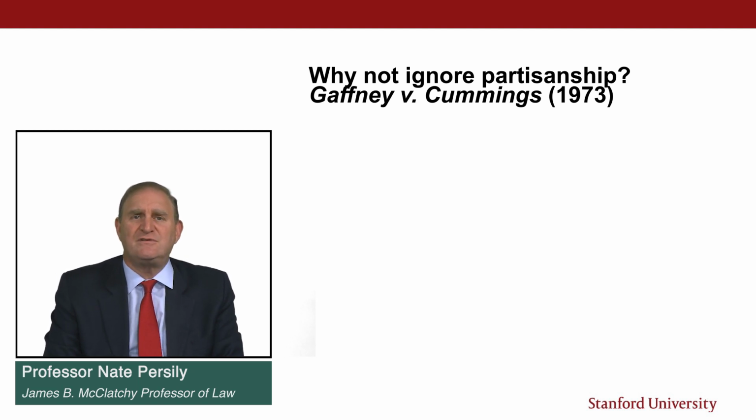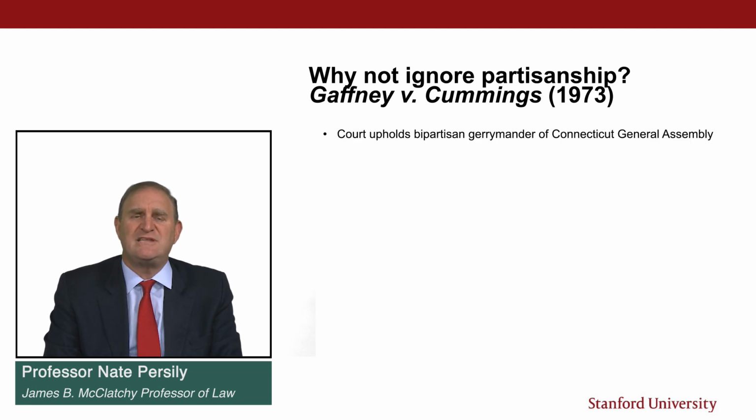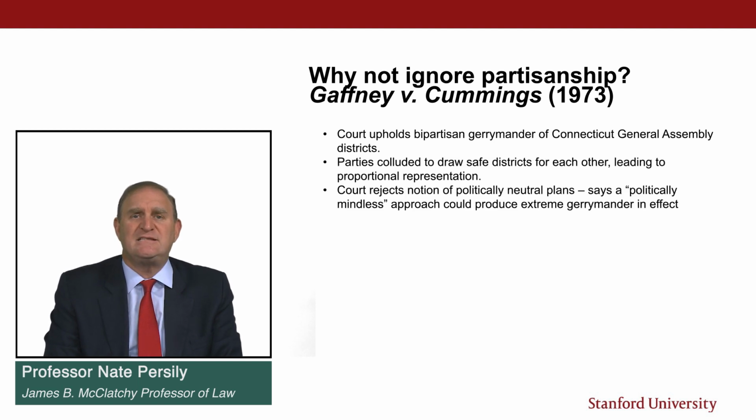And so there's this case, Gaffney versus Cummings in 1973, which upheld the bipartisan gerrymander of Connecticut General Assembly districts. A bipartisan gerrymander is different than a partisan gerrymander in that a bipartisan gerrymander usually results from the collusion by the Democrats and Republicans to draw safe districts for each other. So if a state is, let's say, 60% Republican and 40% Democrat, and has 10 districts, the Democrats and Republicans might collude together to draw 6 districts that have reliable Republican majorities, 4 districts that have reliable Democratic majorities. And so that collusion causes certain people to be uncomfortable.